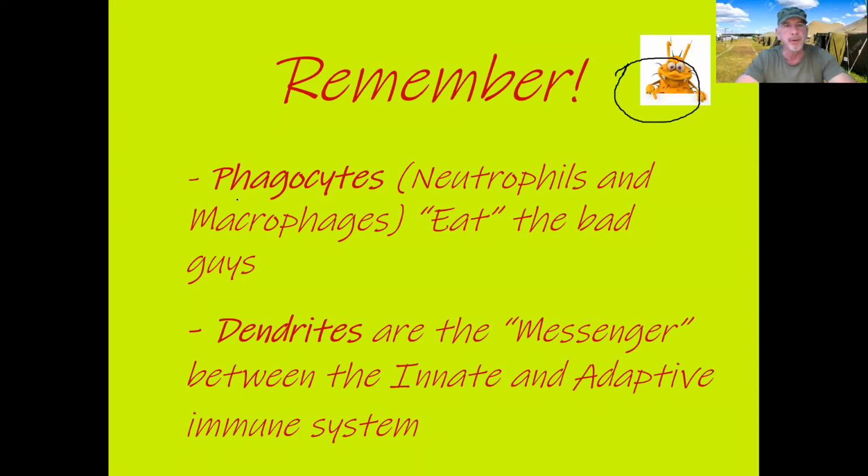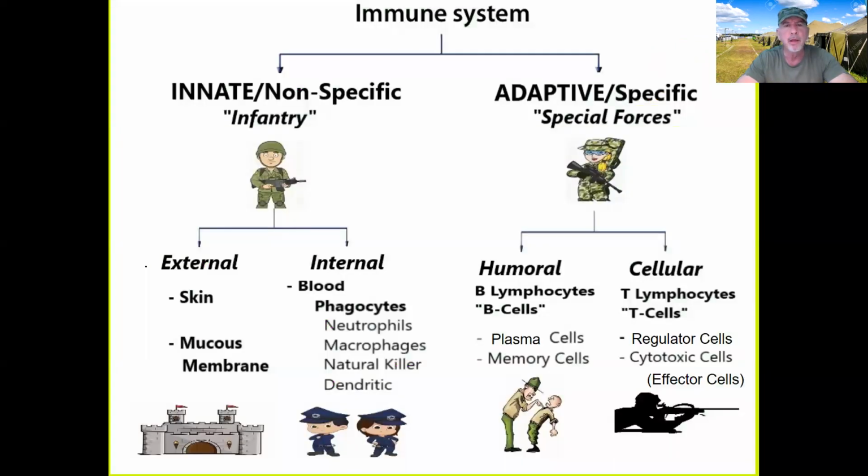These are things you want to remember. What phagocytes are: they eat the bad guys, and that includes neutrophils and macrophages. And the dendritic cells are the messenger between the innate and adaptive immune system. So that pretty much summarizes the innate immune system here.